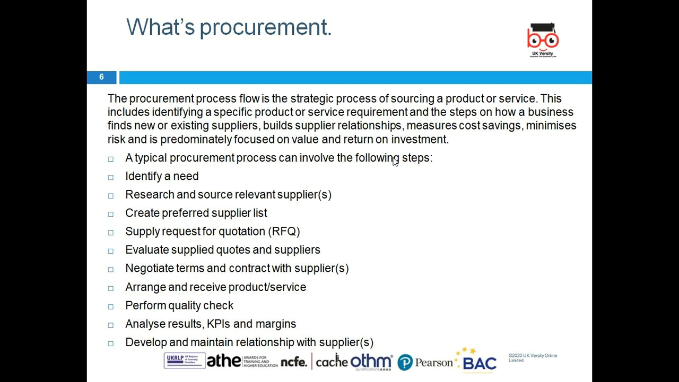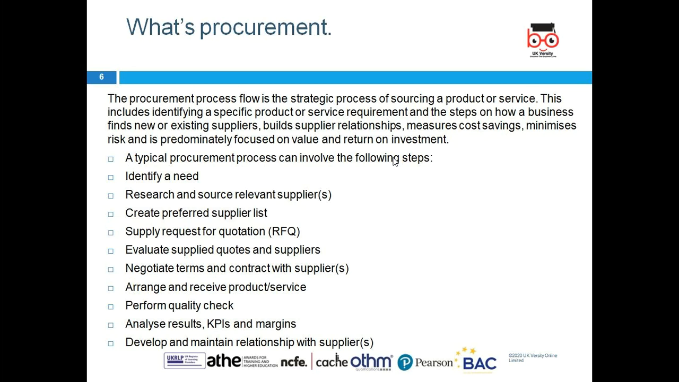Measure the cost saving, minimize the risk. We need to look at how we can minimize the risk. It is a probability of something happening. Predominantly, we need to be focused on the value and the return on investment. So identify a need. Really, we need procurement, research and the source of the relevant supplier. What are the sources of relevant suppliers? Is it just those listed in our Ministry of Commerce or different ministries? Those are the relevant suppliers. Yes, they are trustworthy and they are listed on the government website as well.